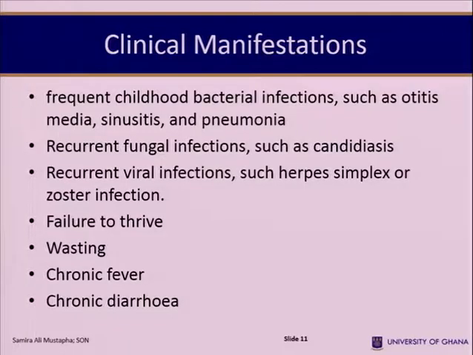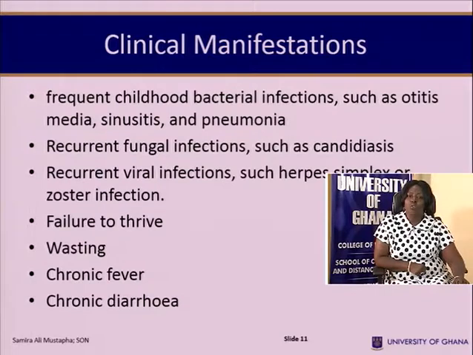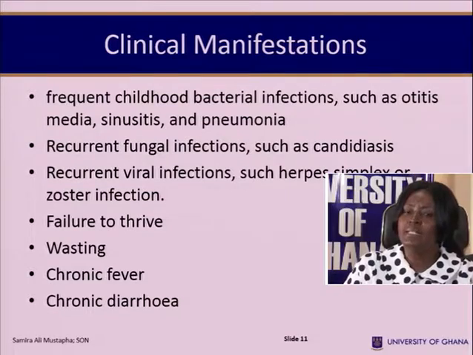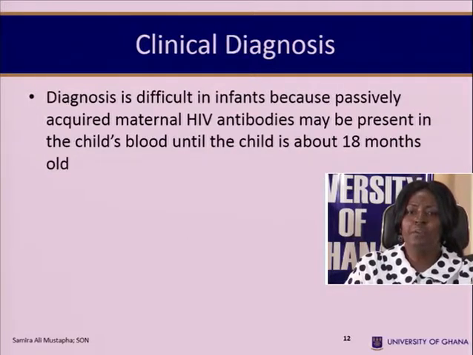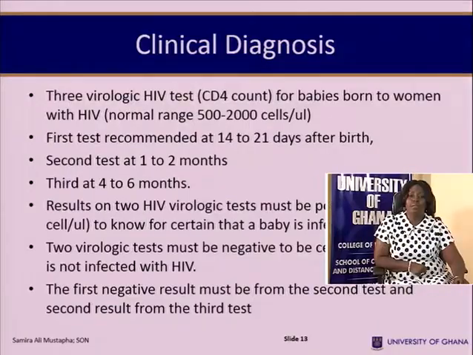Some clinical manifestations that you see here are recurrent infections, especially viral infections such as herpes simplex or zoster, what our people usually call anansi, or failure to thrive. The baby will not be growing as it should. Weight gain will be slow, and the baby will be wasting. The baby will have chronic diarrhea, and it is also very important that we know it will be difficult to assess this in the neonatal period. However, by the 18th month, the test can be done to ascertain whether it is positive or negative.